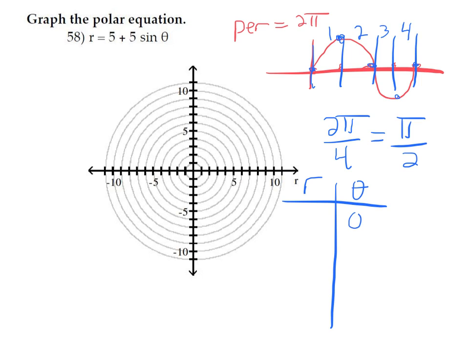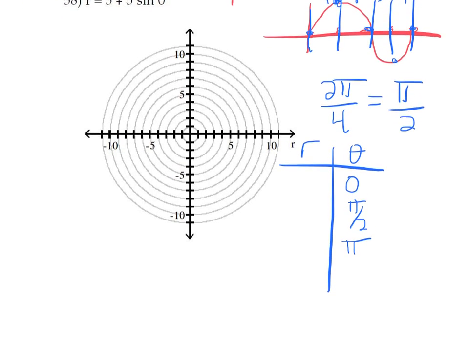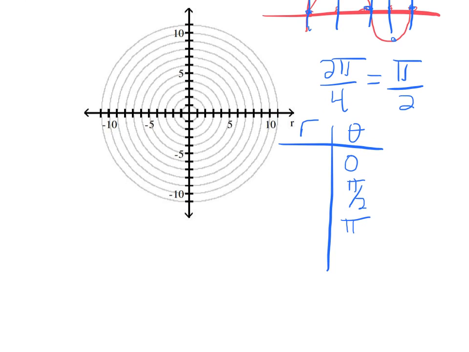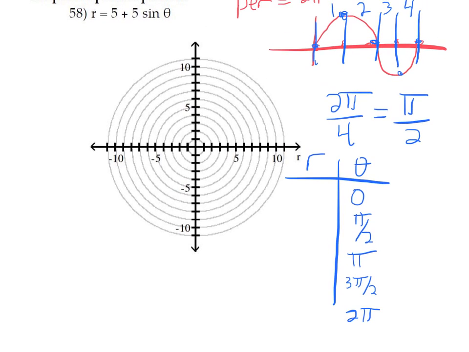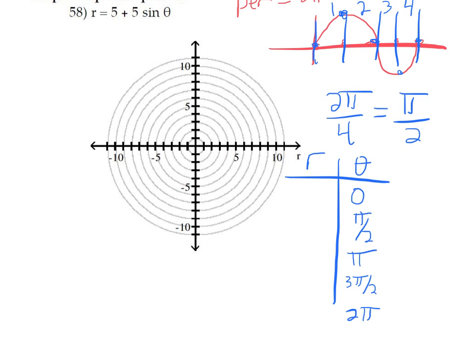So I'm going to start with 0, and then pi halves, and then 2 pi halves or pi. I'm going to move by pi halves, 1/4 of the period. This will allow me to get all the key points of the sine. So 3 pi halves, and finally 2 pi. These are my values I'm going to use. Okay, let's go down a little bit.